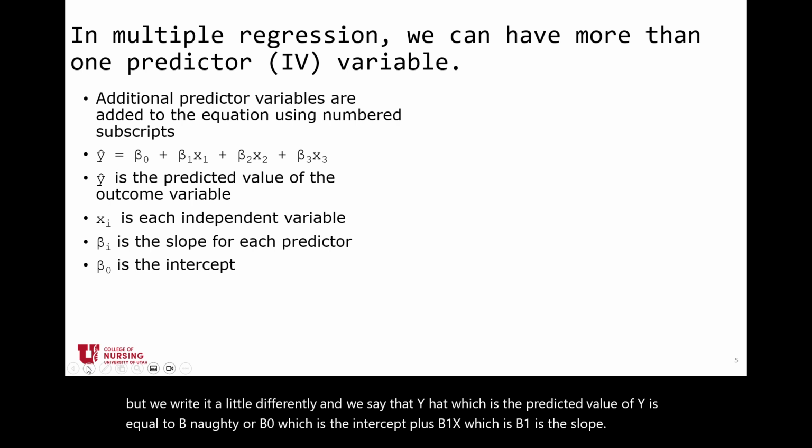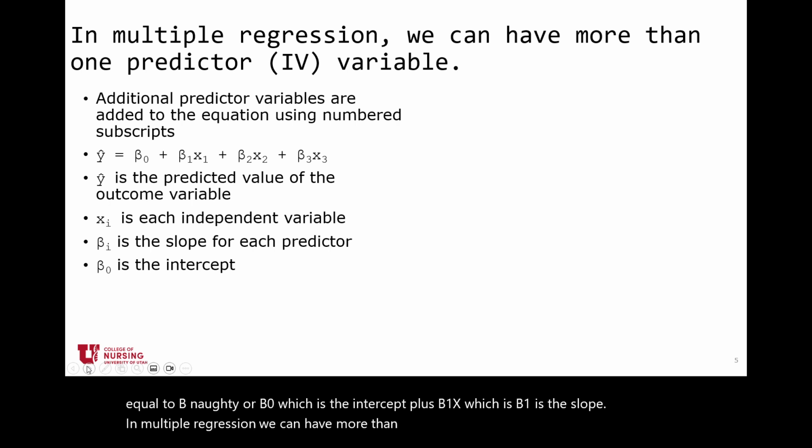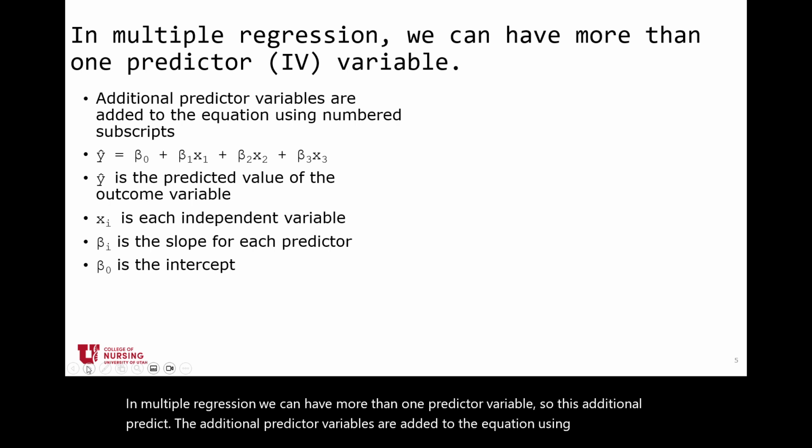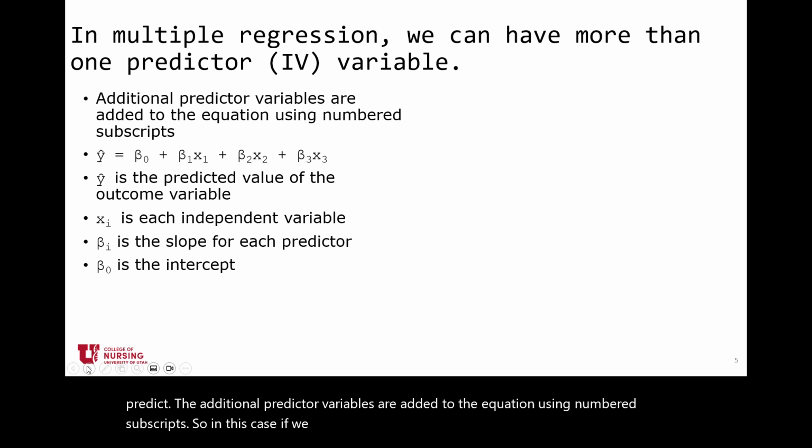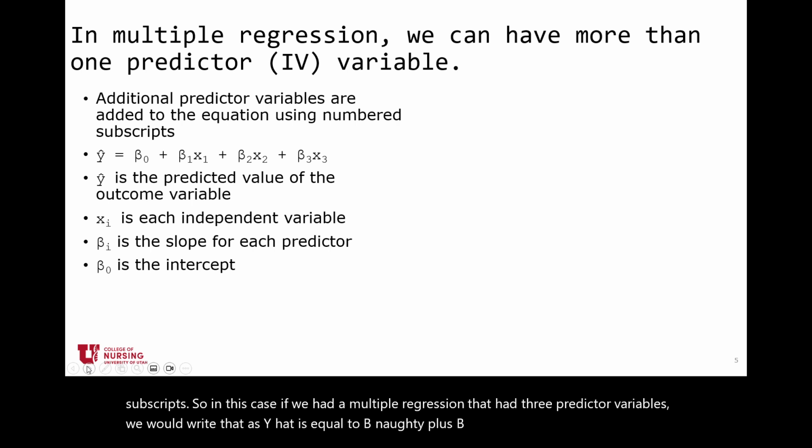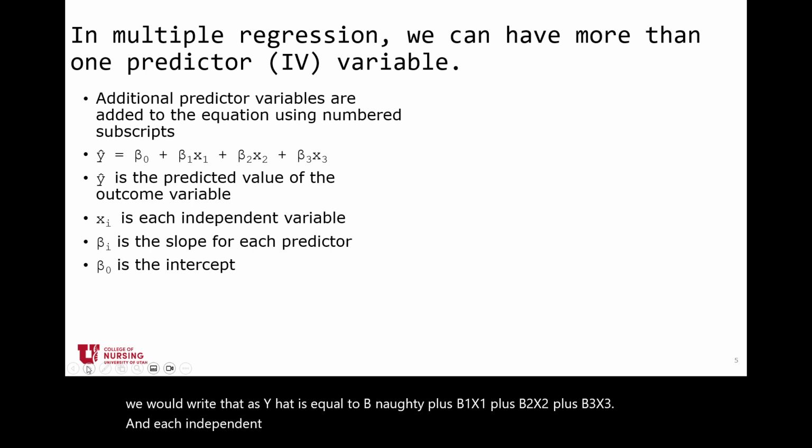In multiple regression, we can have more than one predictor variable. So the additional predictor variables are added to the equation using numbered subscripts. In this case, if we had a multiple regression that had three predictor variables, we would write that as y hat is equal to b naught plus b1x1 plus b2x2 plus b3x3. And each independent variable will just get another bx with a subscript after it.